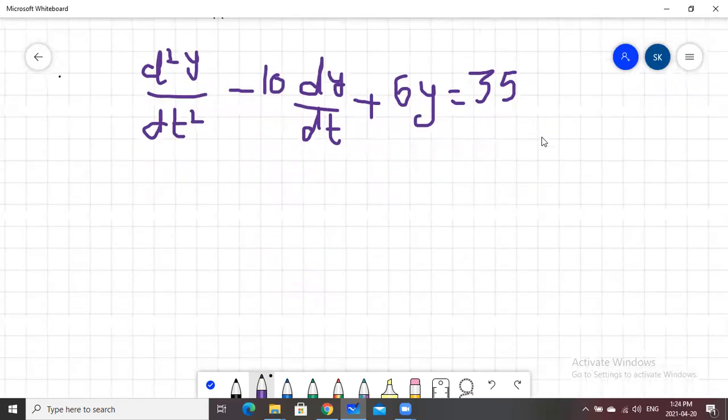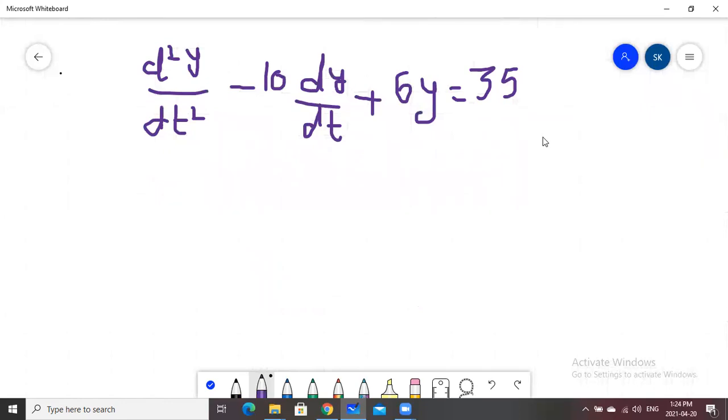Okay. Now this equation is describing the rate of change of the variable y. For this we require the time path, that is, time period t. The general form of this equation is d square y over dt square. Now here this 10 is referred to as a1 and this 6 is referred to as a2. And what is 35? 35 is b.